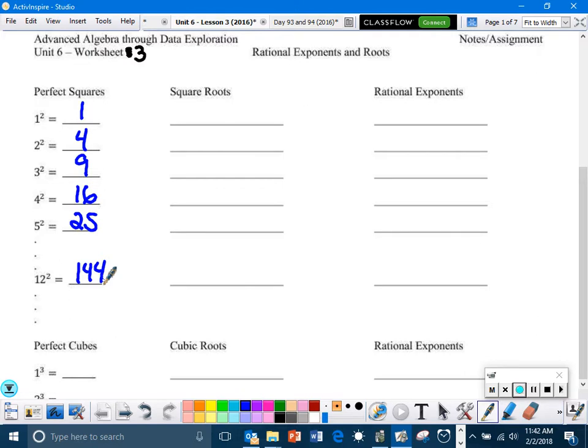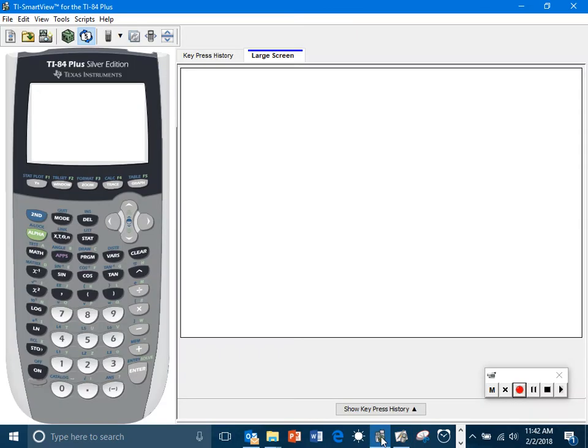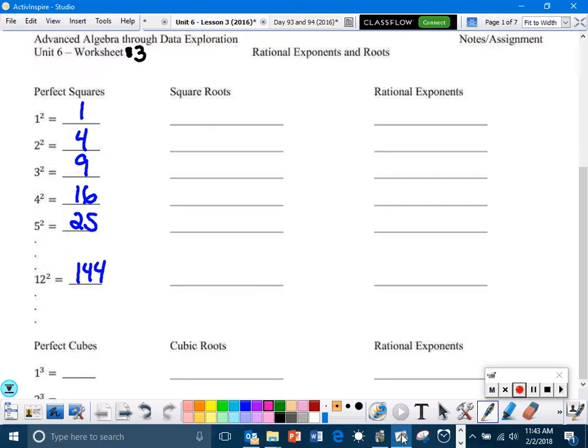Now, the middle column is dealing with square roots. Now remember, a square root is undoing a square. Now on your calculator, if you need the square root button, the square root button is on the left side. It is a second function, and then the x squared button. Again, it's on the left side of your calculator. Second, and then the square root button. Okay? All right, but we don't need that yet.